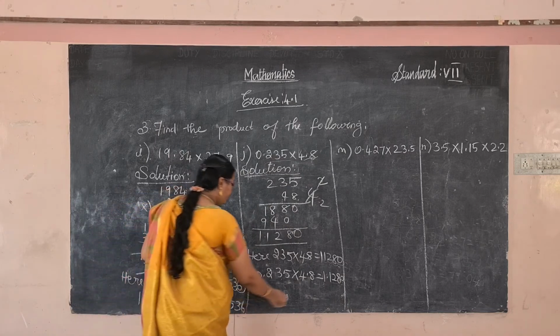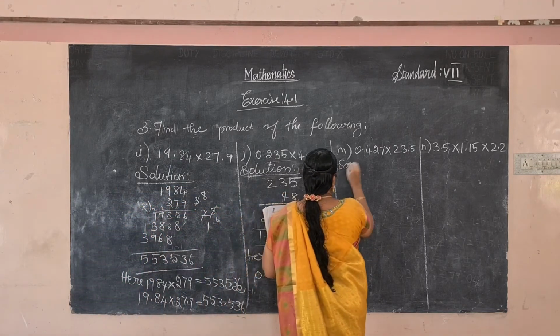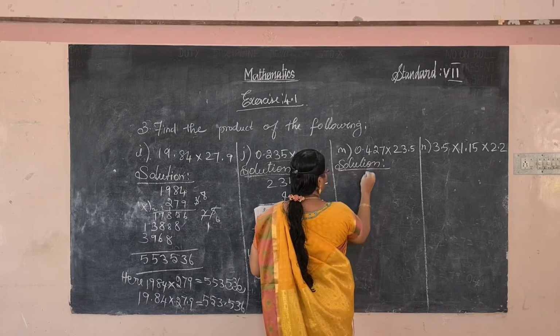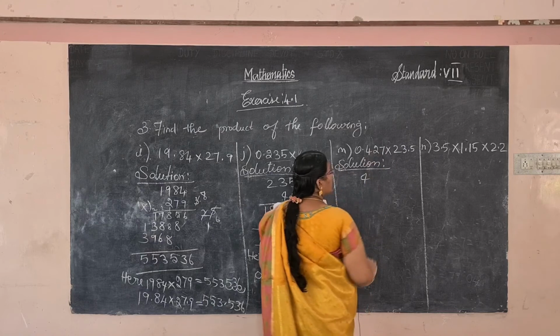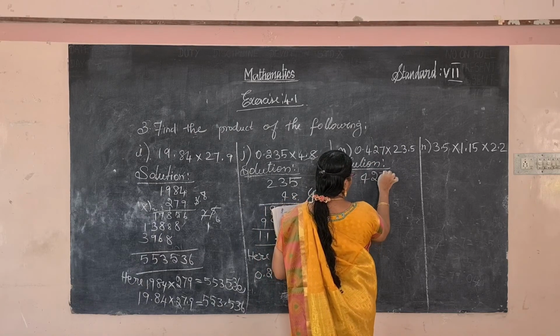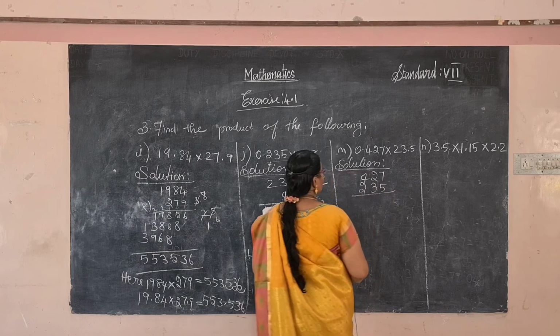Okay, and next one. Do not consider the decimal point. And what is that value? 427 by 235. Multiply these two numbers.